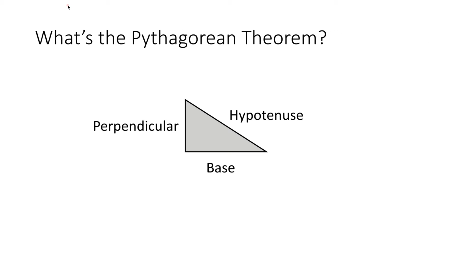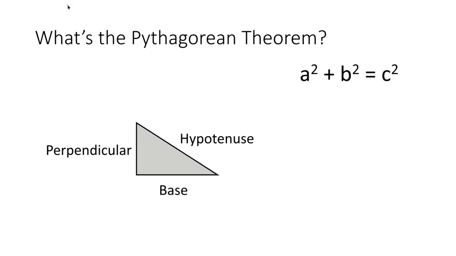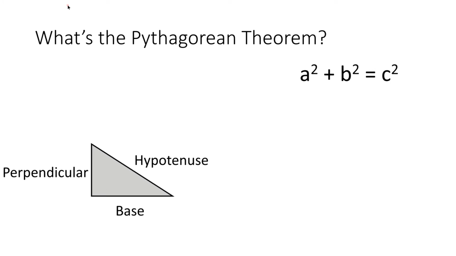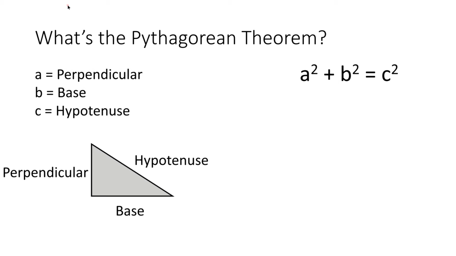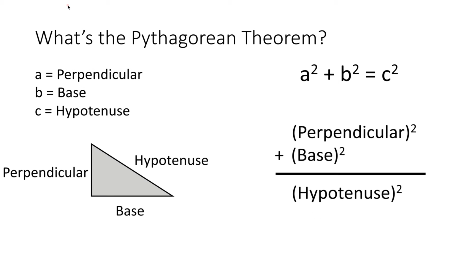So what's the Pythagorean theorem state? The Pythagorean theorem states that a squared plus b squared equals c squared, where a is the perpendicular, b is the base, and c is the hypotenuse. In other words, the square of the perpendicular plus the square of the base equals the square of the hypotenuse.